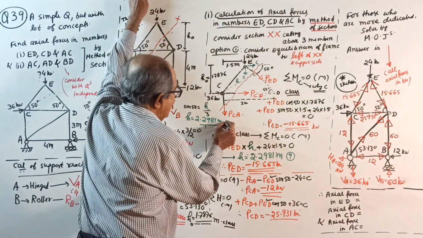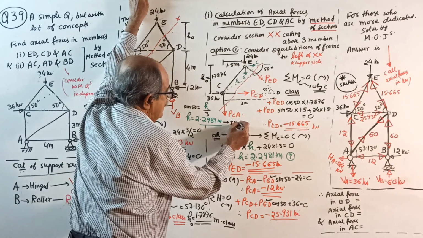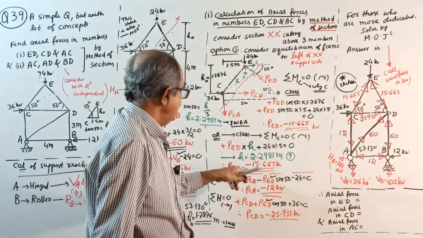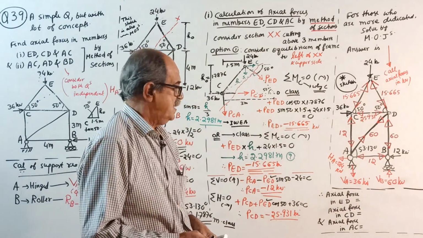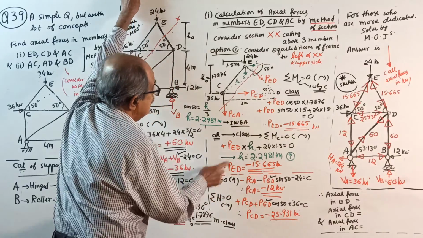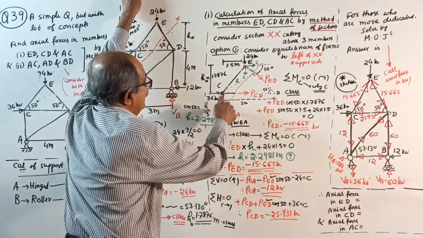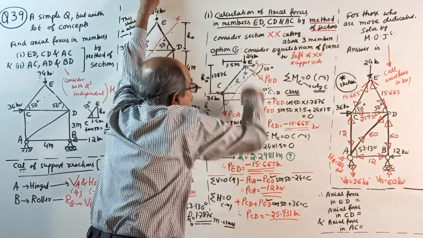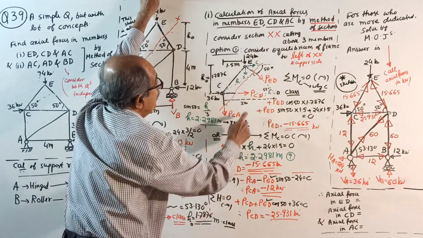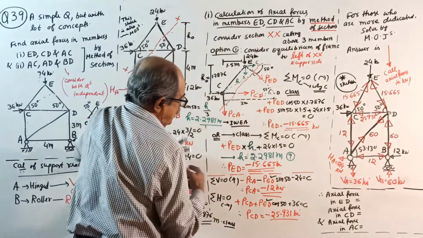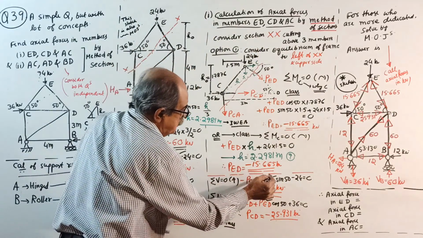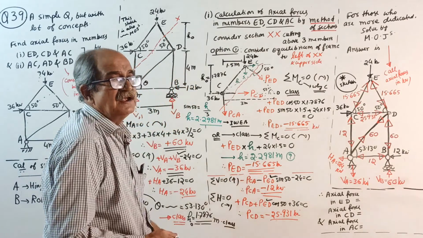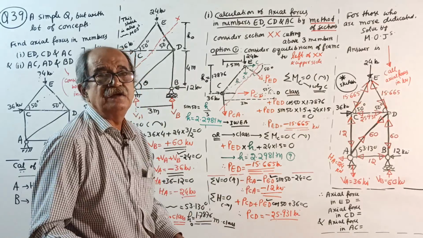I will explain again. But substitute now, even then PED will come same answer. Okay. Now PED is known. Sigma V equal to 0. Unknown, minus PCA minus PED sin 50 minus 24 equal to 0. By this time, you know the value of PED. Substitute that PED here, you get PCA minus 12 kilonewton.